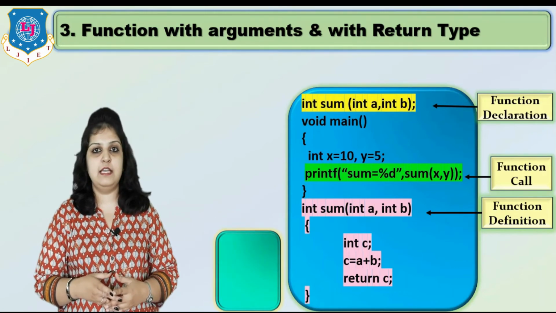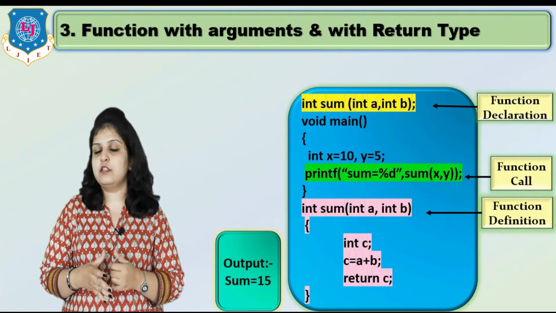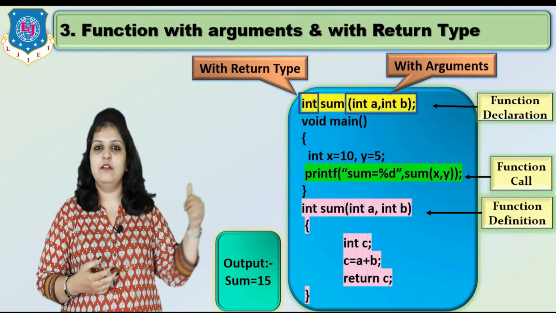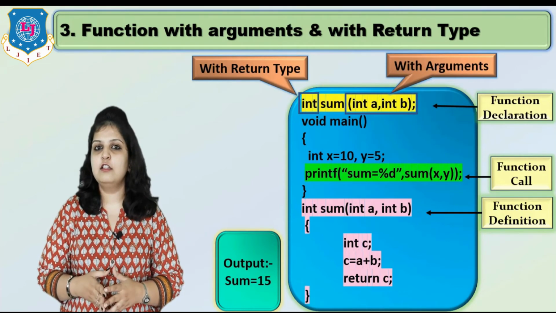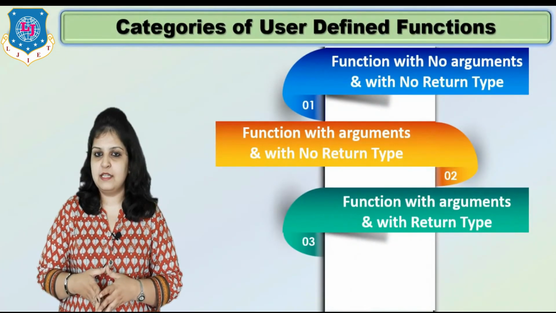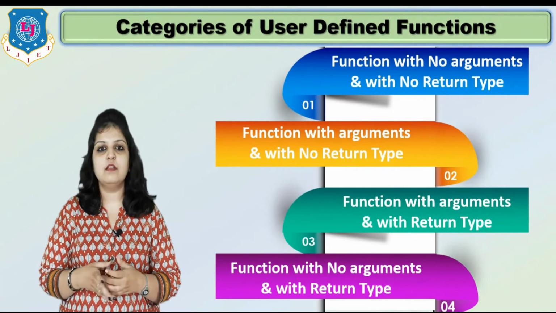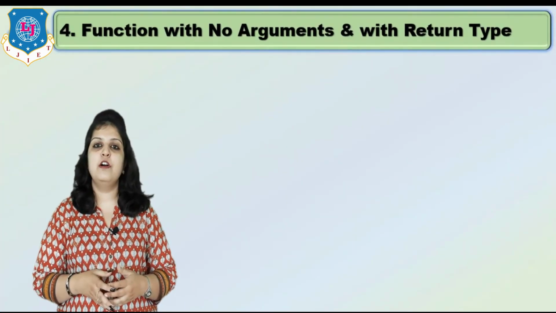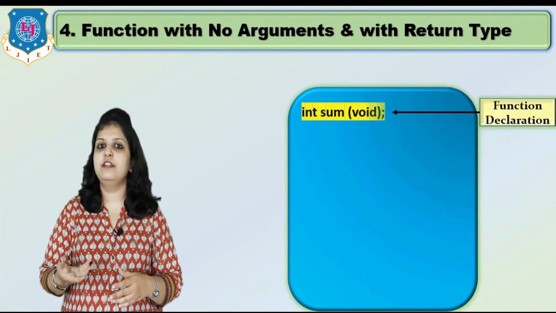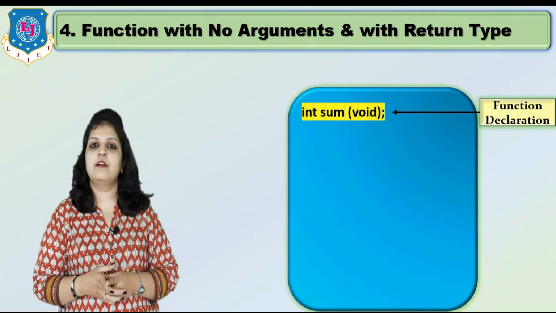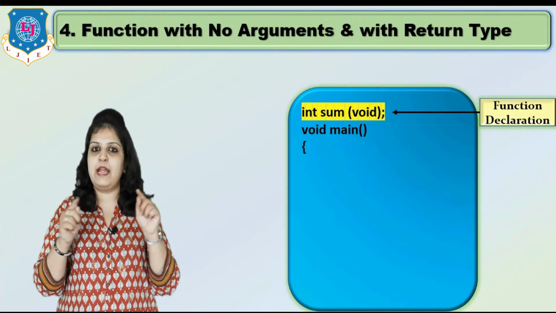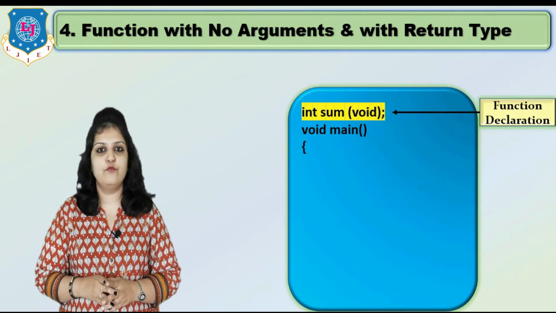So here you can see that I'm writing integer, so it is called with return type, and also passing two arguments, that's why with arguments. So this is our third category, and our last category is function with no arguments but with return type. So let's see how we can write it. First of all, here with return type, so I am writing integer as the return type because I want a return statement, that's why. Then after that our function name is similar, that is sum, and here no argument means our brackets are empty, or we can write void here.